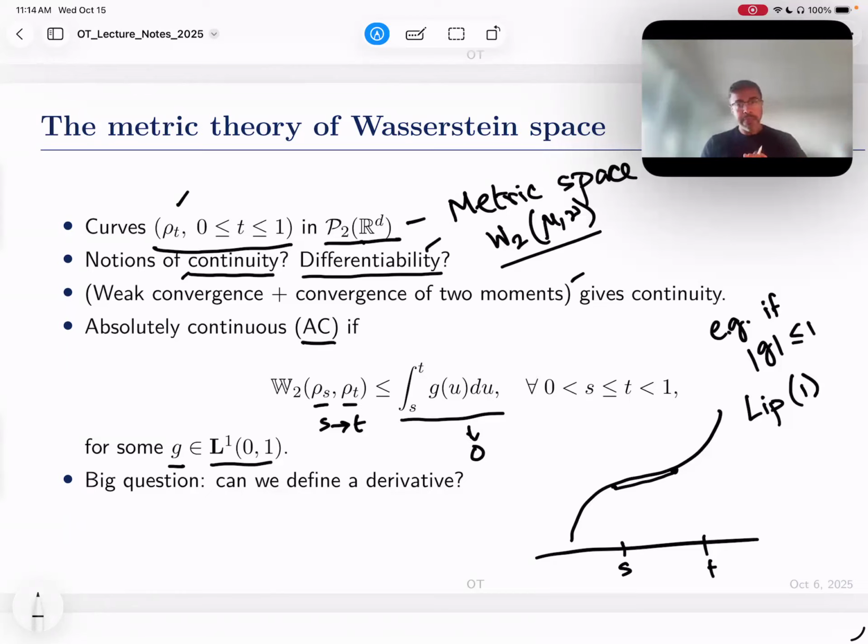So again, let me reiterate what our goal here is. Our goal here is to somehow get a notion of derivatives of this curve rho_t. So along the curve, can I take a gradient? Is the definition clear? What is an absolutely continuous curve? Okay, all right, okay. So moving on.